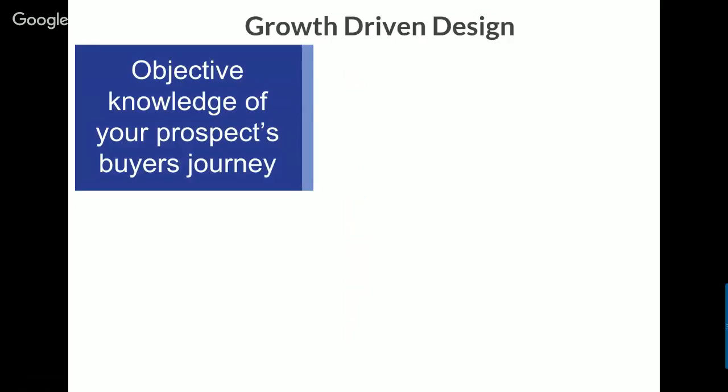So, in addition to design, that is a much different view than what's traditionally done in website design. And it's called growth-driven design. I'm going to get into that in a second. But before I do that, I want to give you a concrete example of what we do at Schola to objectively know where the buyer is in the buyer's journey, so we can design the experience on your site using analytics. And also we use heat maps.